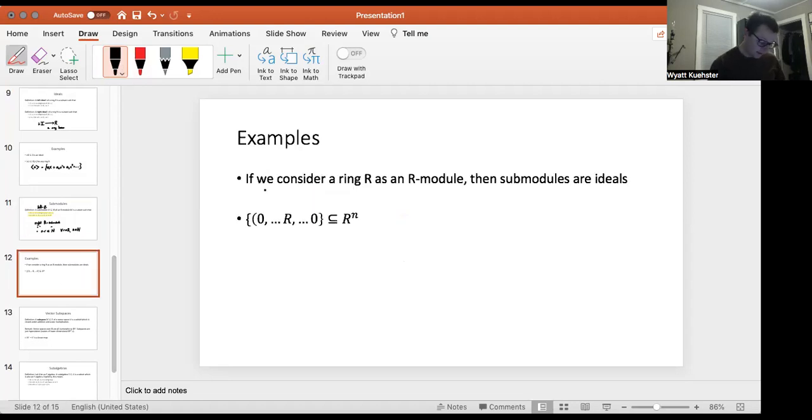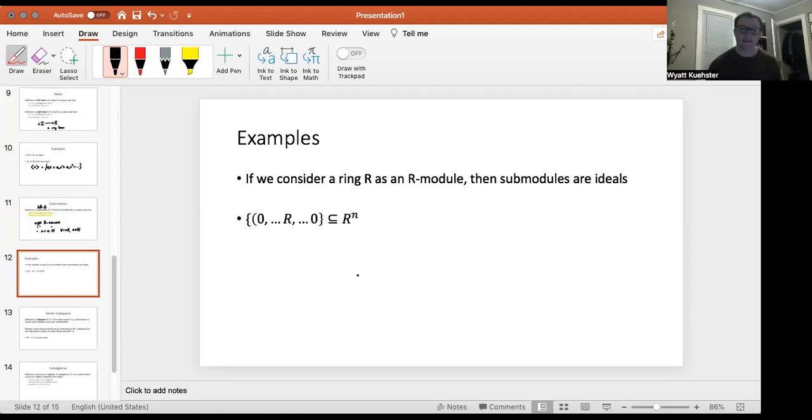And in fact, remember that if you have a ring R, then it's trivially an R module. And the submodules are exactly the ideals of R. So if you consider R as an R module, then ideals are the same thing as submodules. And then another example is the free module R to the n. Remember that R to the n was just the Cartesian product of n copies of R, and the addition and scalar multiplication were defined component-wise.